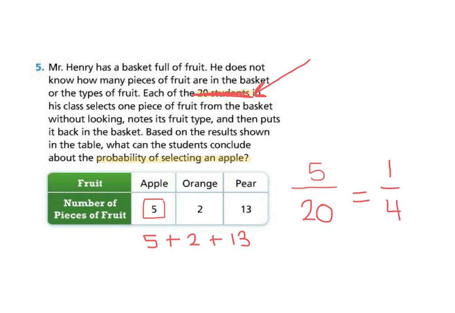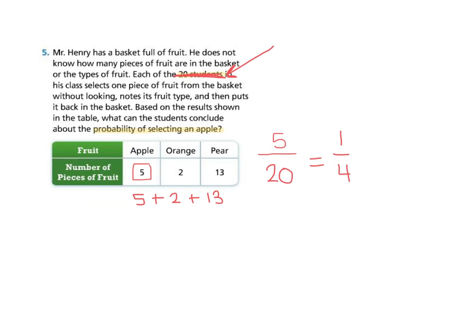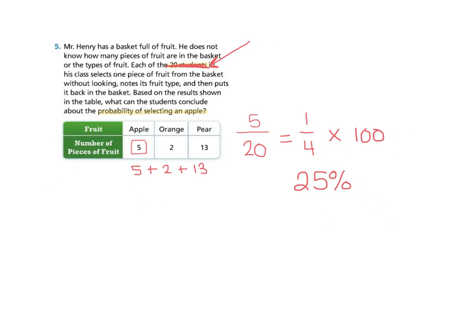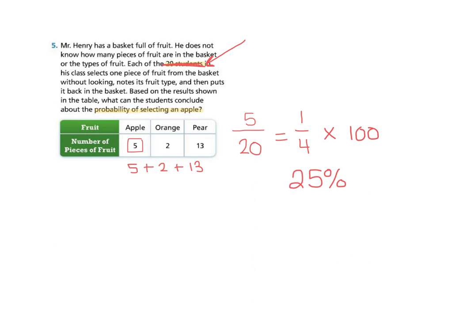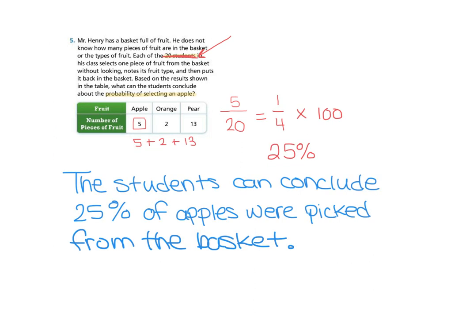And then that, you could type in your calculator now and get a percent. Remember, just take your fraction, 1/4 times 100, gets you a percent. That final answer would be 25%. But make sure we answer this question with a sentence. It states, based on the results in the table, what can the students conclude about the probability of selecting an apple? All right, so the students can conclude that 25% of apples were picked from the basket.